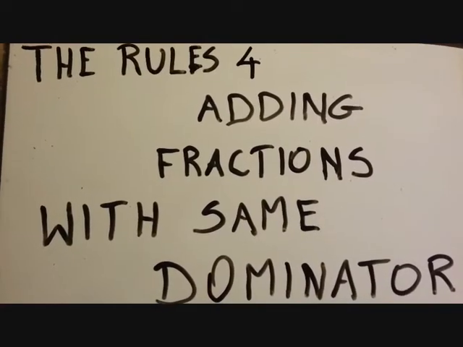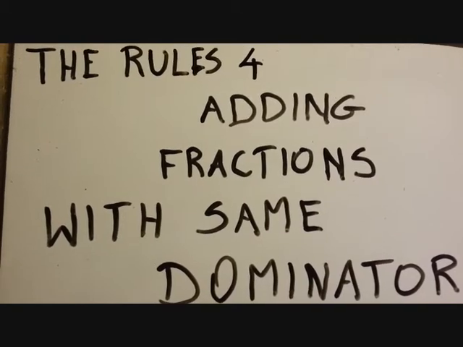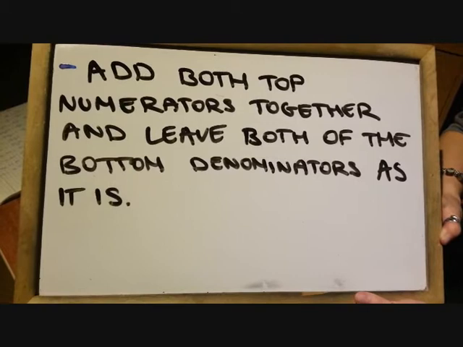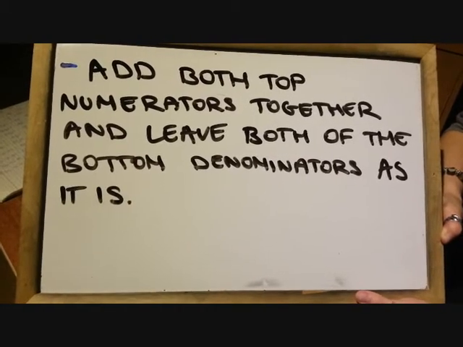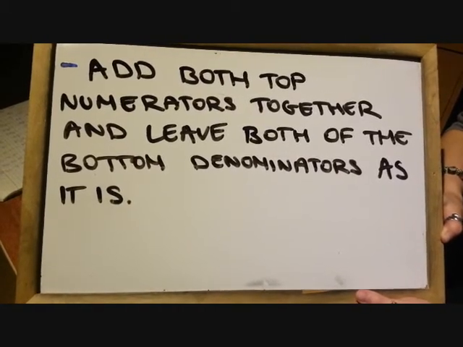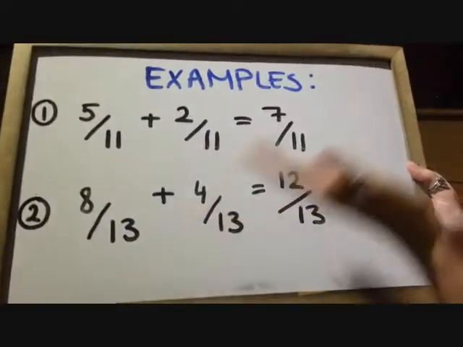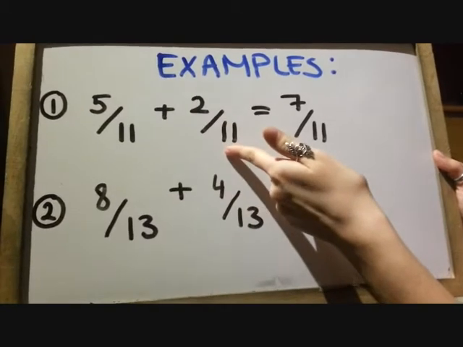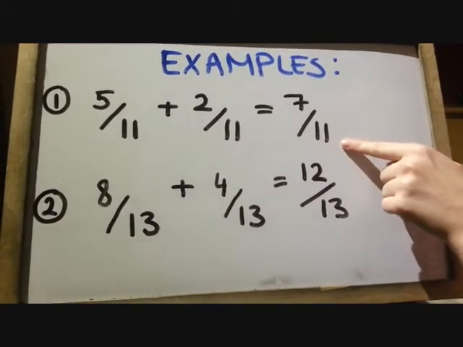The rules for adding fractions with the same denominator. Add both top numerators together and leave both of the bottom denominators as they are. Examples. The first example is 5 over 11 plus 2 over 11, which gave me 7 over 11.